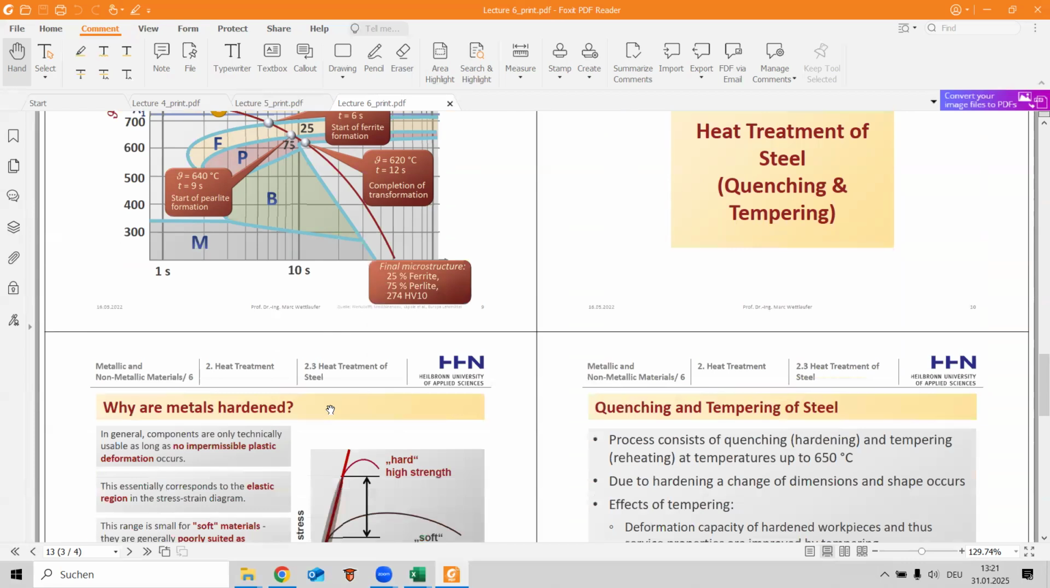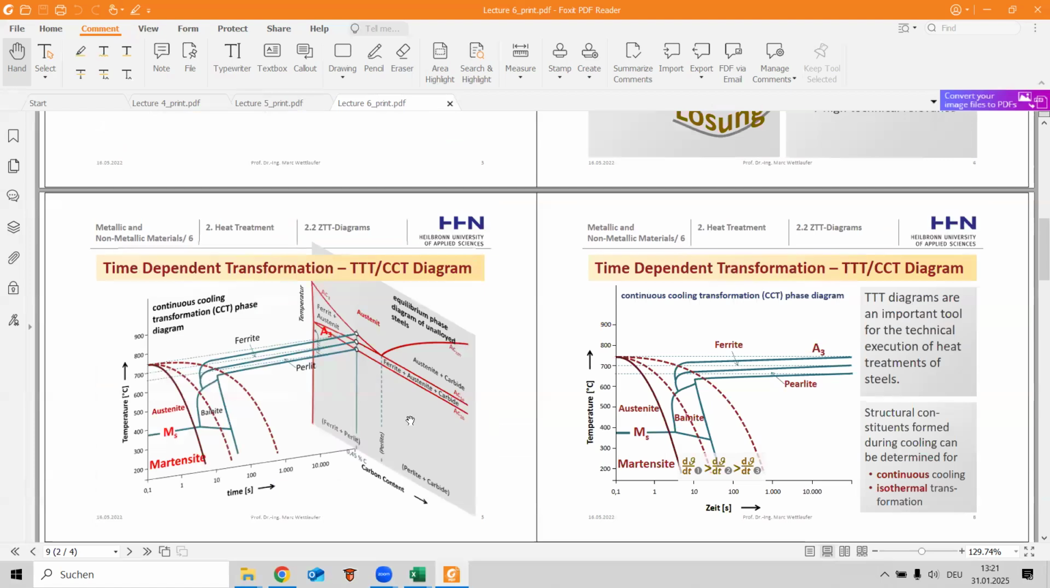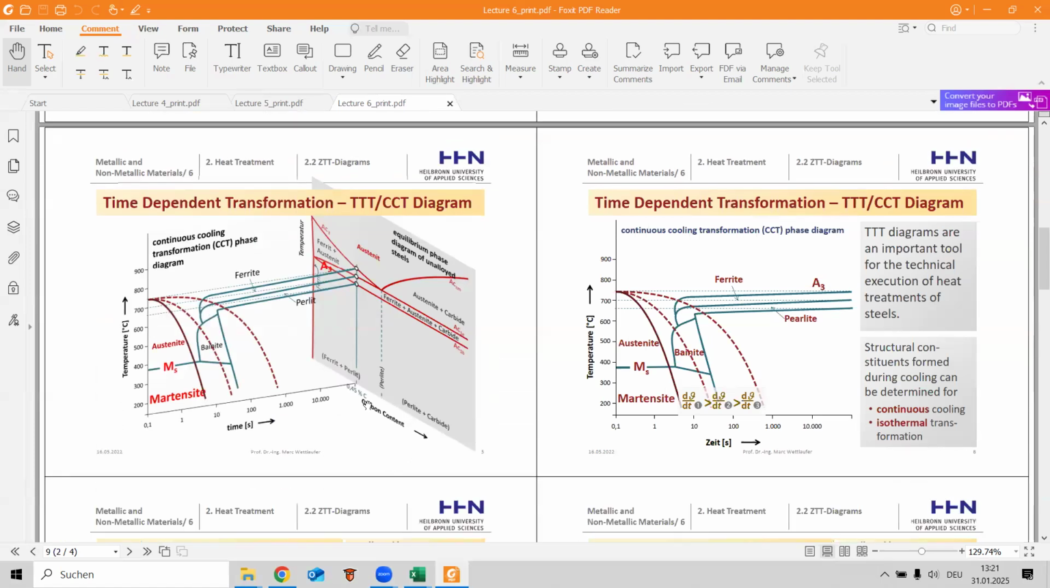TTT is also called isothermal transformation diagram. It shows how the microstructure of steel changes depending on temperature and time. Once again, on the y-axis we have temperature, on the x-axis time, logarithmic scale, from milliseconds to hours. And we have transformation curves. So S-shaped curves indicate the start and the end of transformation at different temperatures.